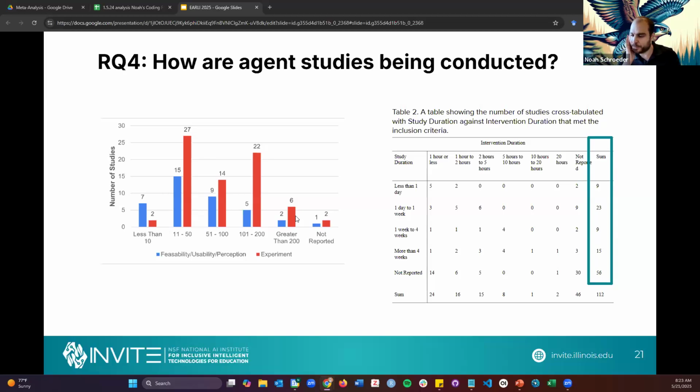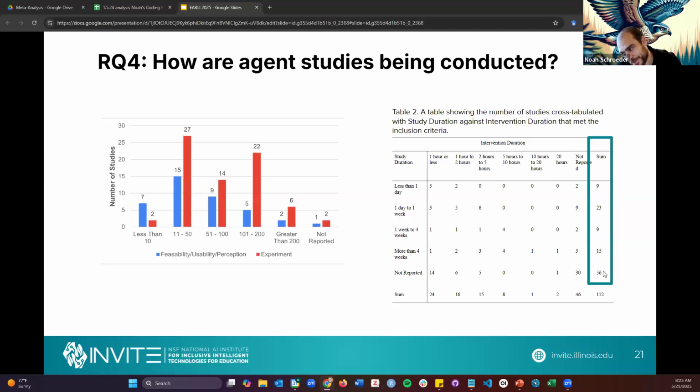The second piece goes back to the not reported data. One of the challenges in the field is that we have a lot of studies that are short term, but very few studies that are longer term. This is a historical problem in the field of agents. It's been known since probably the mid 2000s, if not earlier. If we look towards the bottom, we can see this not reported: 56 of our 112 did not report the duration of their study.